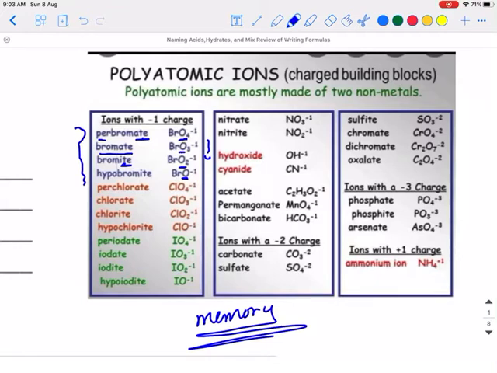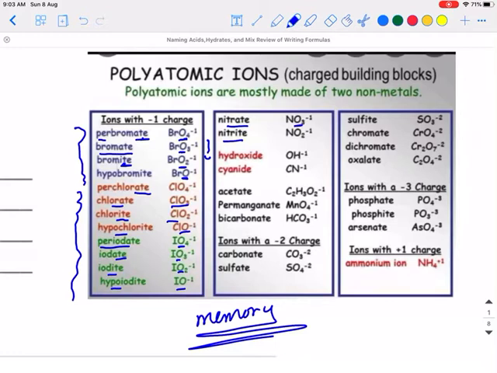Using the same analogy, we will name the polyatomic ions that contain chlorine and iodine. This will be perchlorate, ClO4 minus, chlorate, ClO3 minus, chlorite, ClO2 minus, and with 1 O it will be hypochlorite. Similarly for iodine, the one that contains 4 oxygens is periodate, 3 oxygens iodate, 2 oxygens iodide, and 1 oxygen hypoiodide. Other examples of polyatomic ions with -1 charge are nitrate and nitrite.